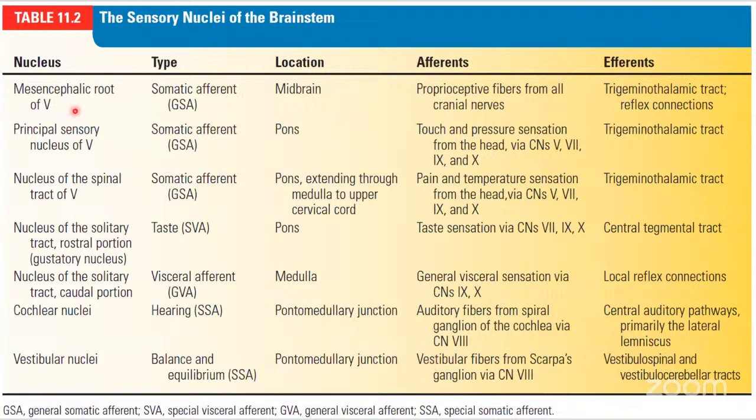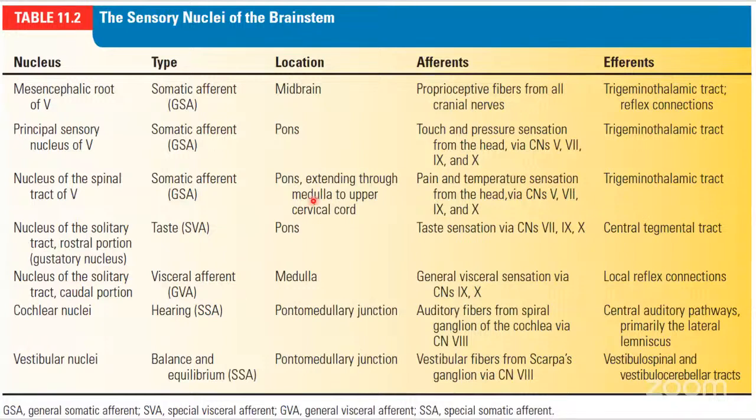The sensory nuclei are the mesencephalic root of the 5th cranial nerve, the principal sensory nucleus of the 5th cranial nerve, the nucleus of the spinal tract of the 5th cranial nerve, and the nucleus of the solitary tract. The rostral portion contains the gustatory nucleus, while the caudal portion gives rise to the general visceral afferent for cranial nerves 9 and 10. The rostral part gives rise to the special visceral afferent for cranial nerves 7, 9, and 10, mainly for taste sensation, while the caudal portion is for the general visceral sensations of the vagus and the glossopharyngeal.